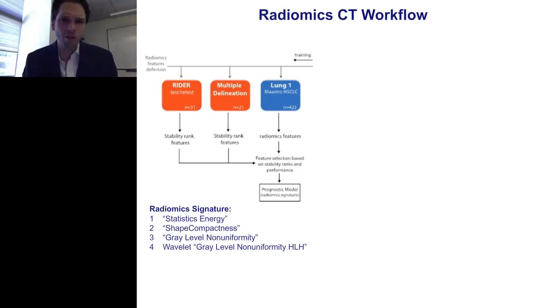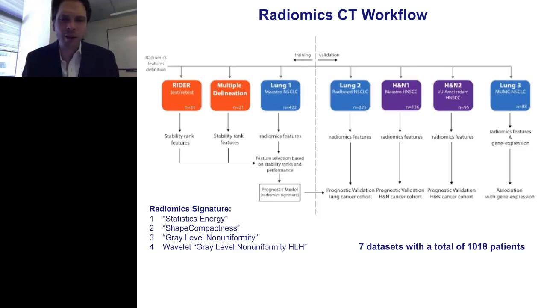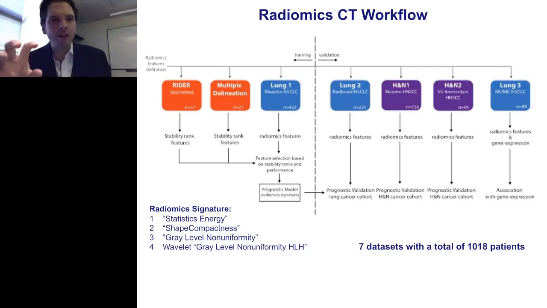Once we had this signature, we applied it to independent validation cohorts. In lung cancer, we had the Lung 2 data set of 225 patients from an independent institute, where we could validate the prognostic performance of this model. But as this was a CT intra-tumor heterogeneity marker, we also wanted to see if it was prognostic in head and neck cancer patients. We had two independent cohorts, one from Maastro Clinic and one from the Free University in Amsterdam, where we had head and neck cancer patients with prognostic information and radiomics data available. Then we used the Lung 3 cohort, where we had radiomics features and gene expression data, to assess the association of the signature with underlying gene expression patterns. So in total, we used over 1,000 patients for this analysis.